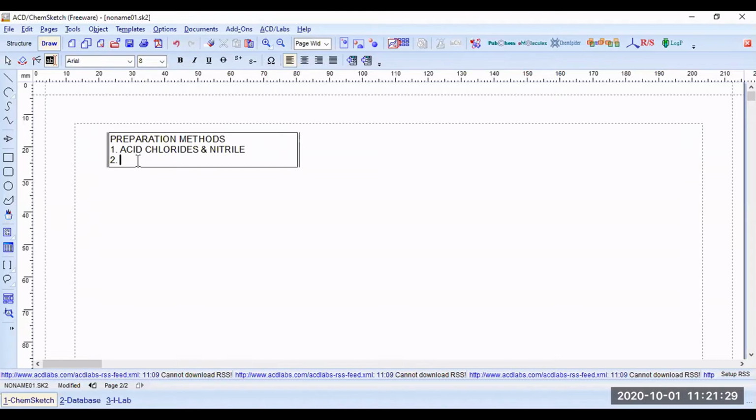Under these acid chlorides we have some reactions. And the second is from dithianes, 1,3-dithianes. This is like a special reagent. From 1,3-dithianes we can make carbonyl compounds. This is the advantage of this reagent. 1,3-dithiane is a reagent. Aldehydes or ketones, both can be prepared from these acid chlorides and nitriles, 1,3-dithianes and carboxylic acids.